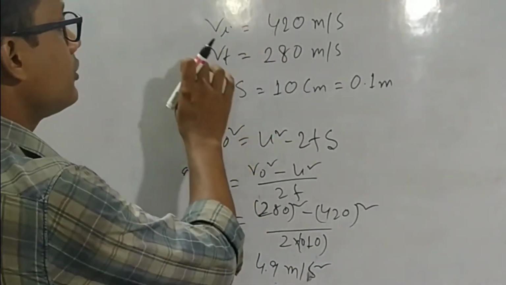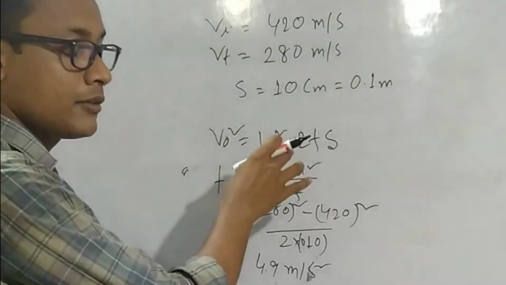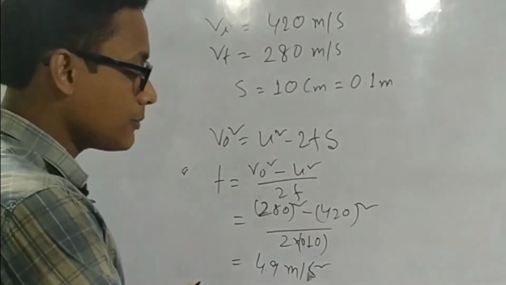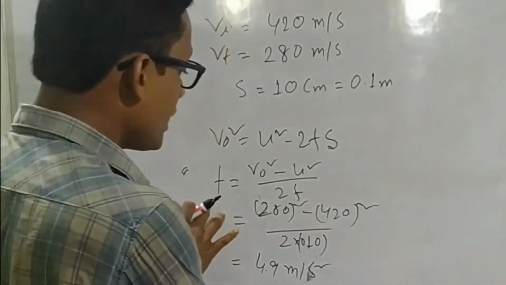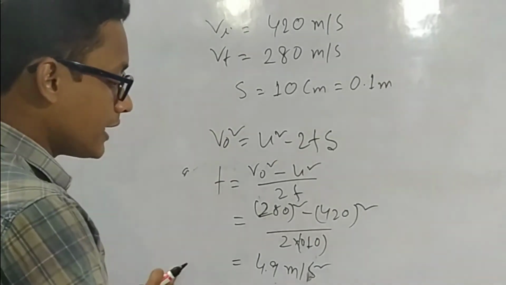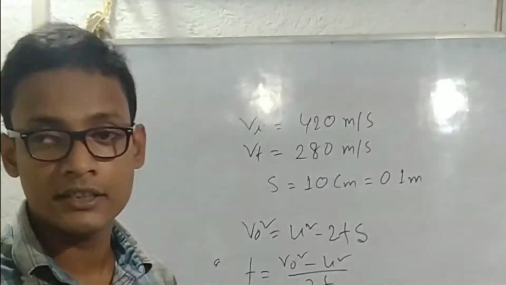Remember that the velocity is decreasing, that is, the final velocity is less than the initial velocity. So in this case the acceleration we have found is known as deceleration of this body. So finally we can write that the deceleration of this body is 4.9 meters per second square.